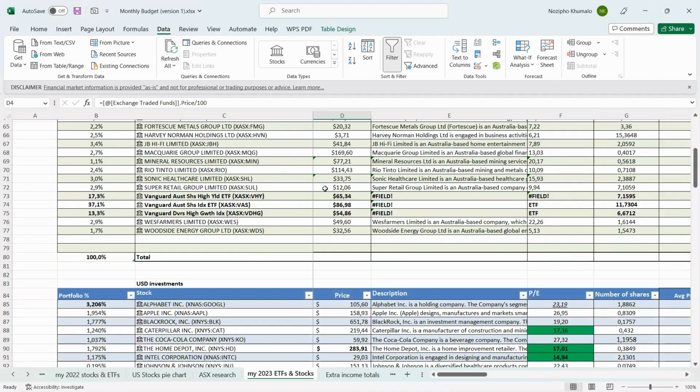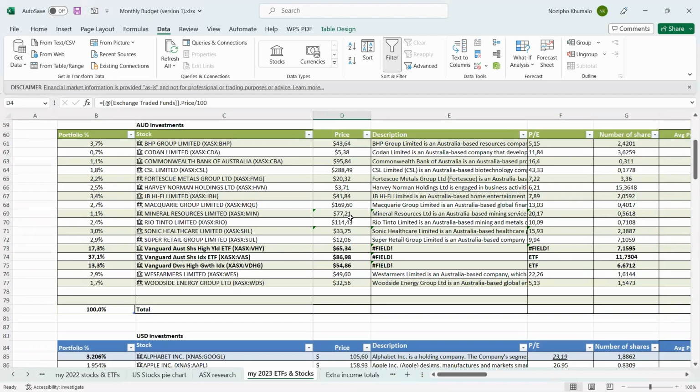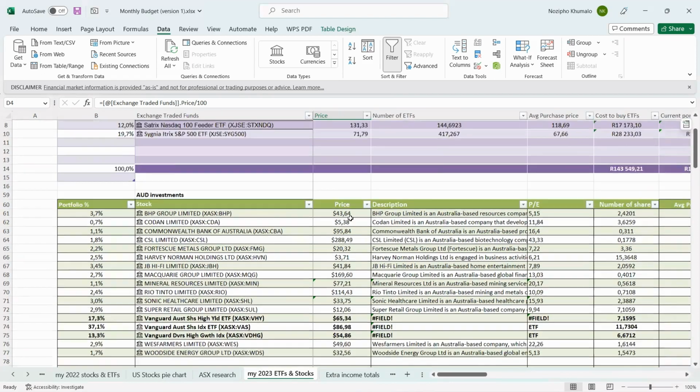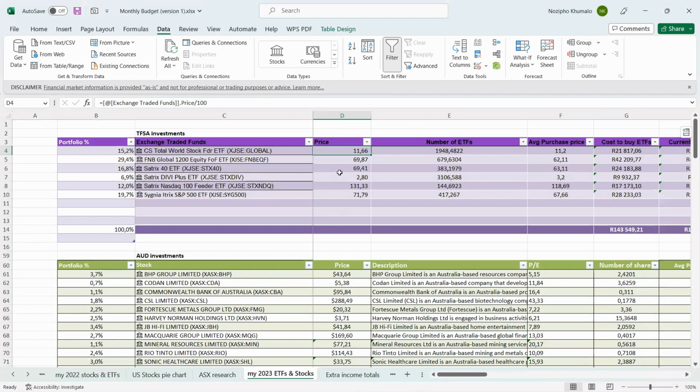When I click on refresh, it refreshes the prices of the stocks and the ETFs when the market is open. Actually, it auto refreshes itself from time to time. Because the price is from the internet, I can use that to do some calculations. The other stuff though is manual. Like the number of ETFs or number of shares, I type that in myself manually.